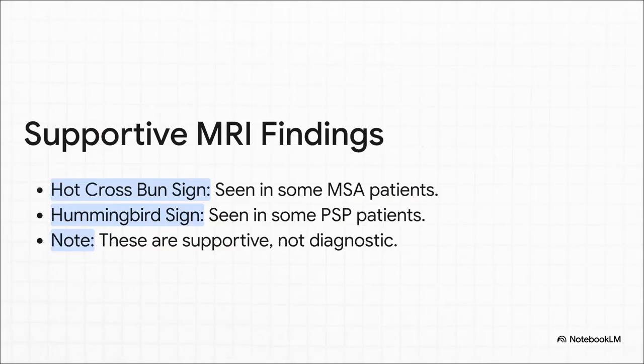And what about a regular MRI? Well, while we don't use it to diagnose typical Parkinson's, it can sometimes show us findings that support one of the atypical syndromes. For instance, some patients with MSA might show what's called a hot cross bun sign in a part of the brainstem called the pons. Similarly, some with PSP show a pattern of atrophy in the midbrain that looks like a hummingbird sign. But, and this is a really big but, it's crucial to remember that these signs have low sensitivity. That means they're often absent even when the disease is present, so they're supportive clues, never diagnostic on their own.